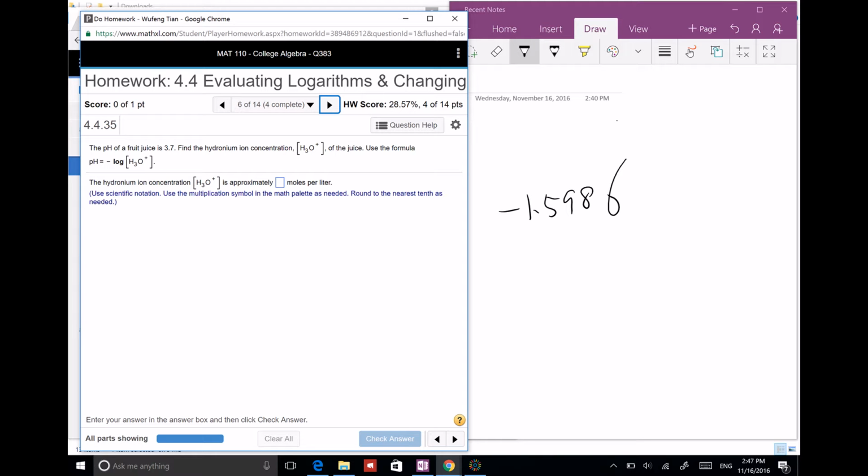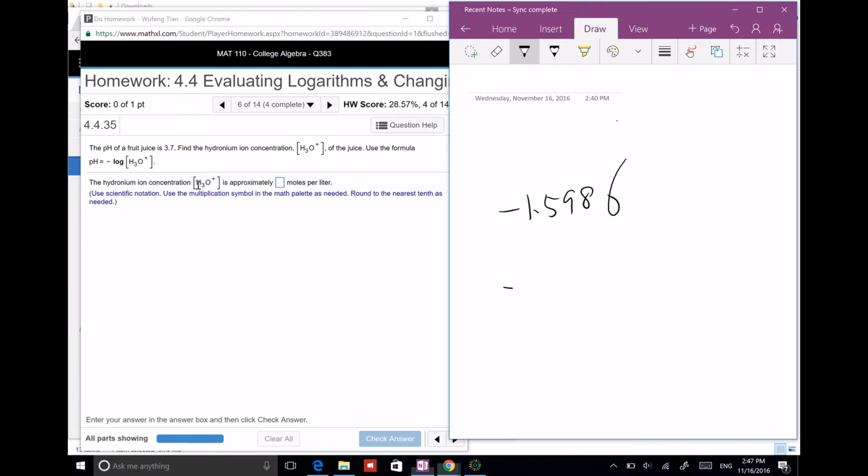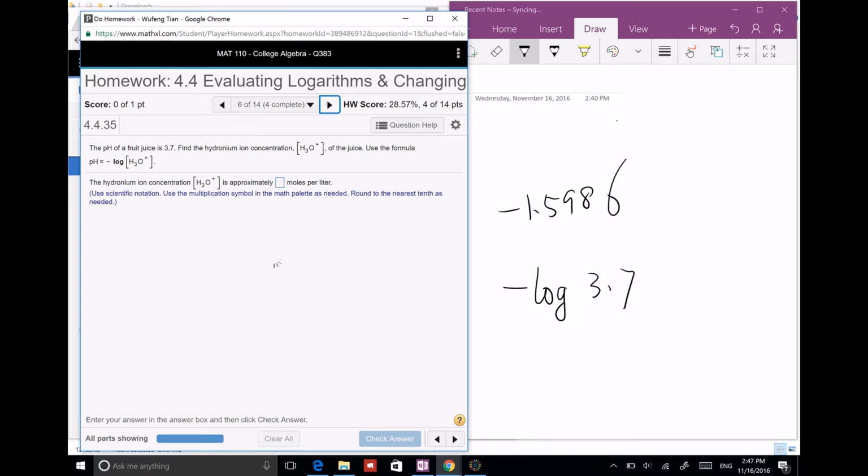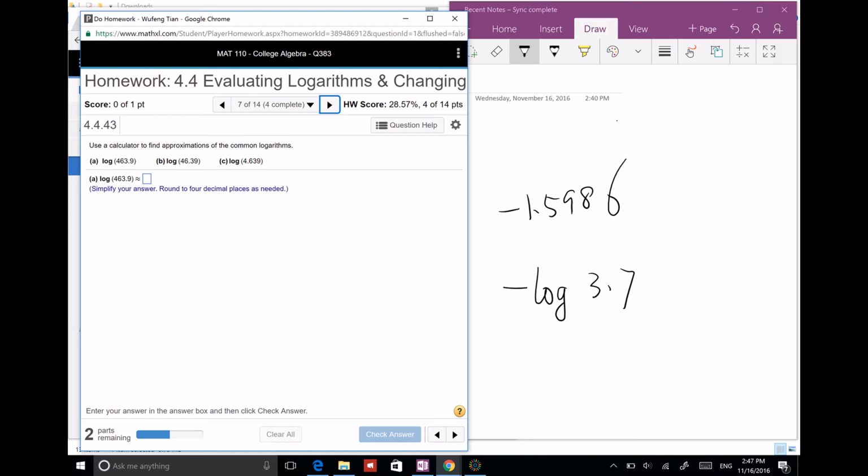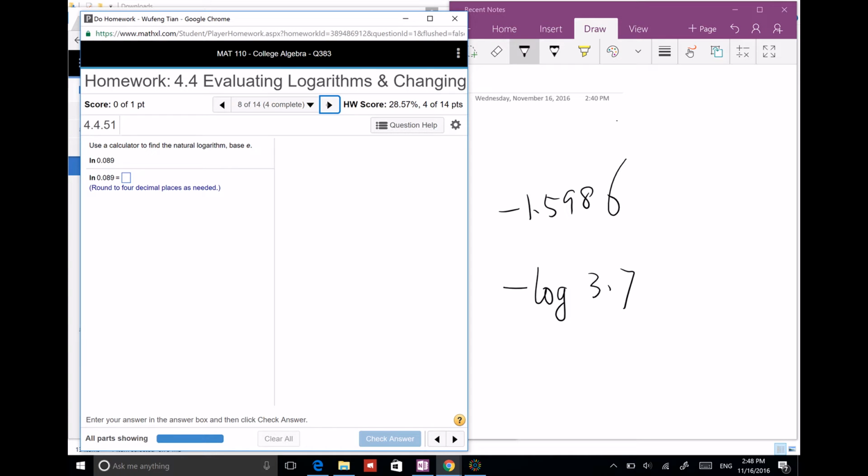So it's negative log of that. Basically, just use negative log. For the pH, I would use the formula pH equals negative log of that. It's approximately what you get when you use the calculator. Okay, calculated stuff. We're going to just type in 4630.9 and take the log.